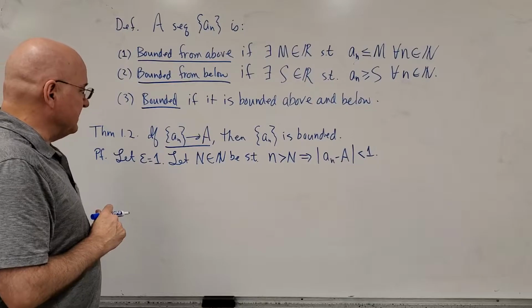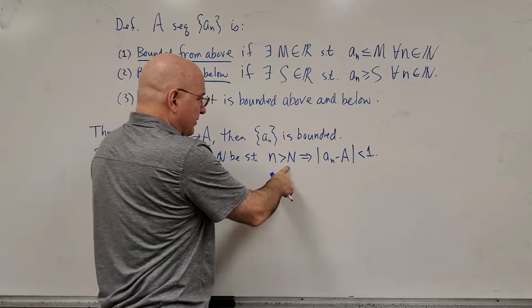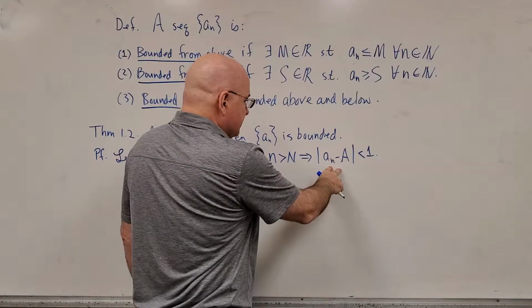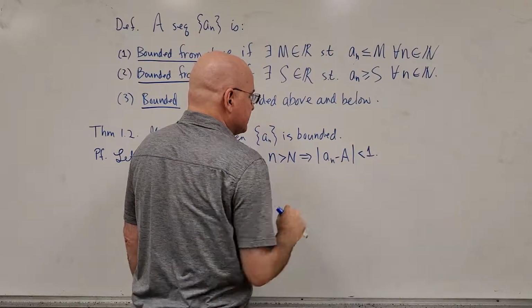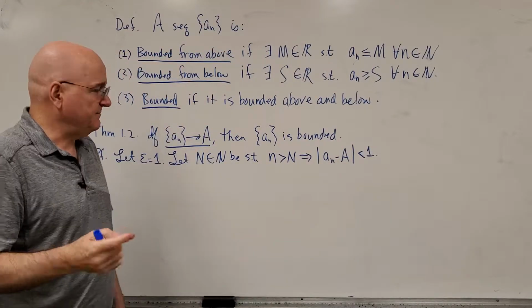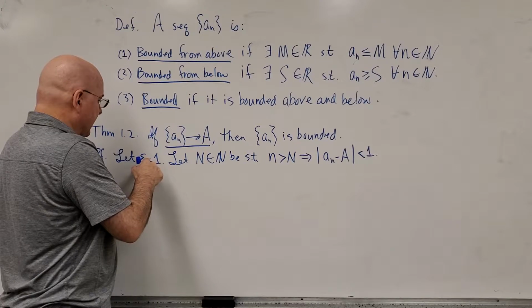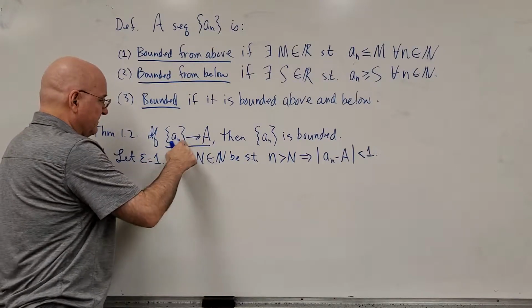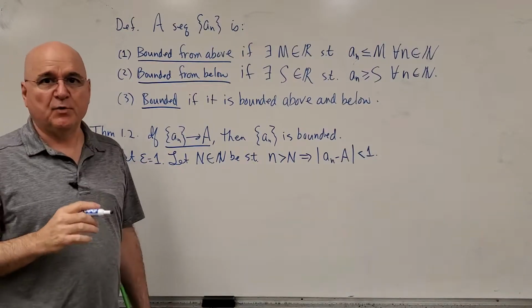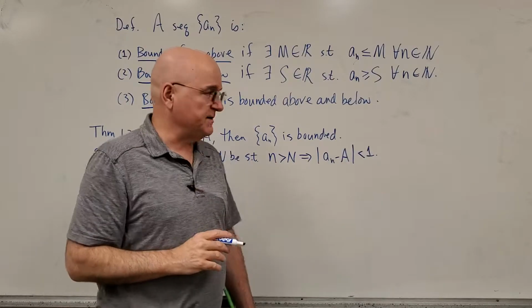So let n be such that if n is greater than capital N, that means that the distance between a_n and its limit is less than 1. Why am I allowed to do that? Because it's true for every positive number epsilon. I could have chosen epsilon equals 0.00001 if I wanted to.